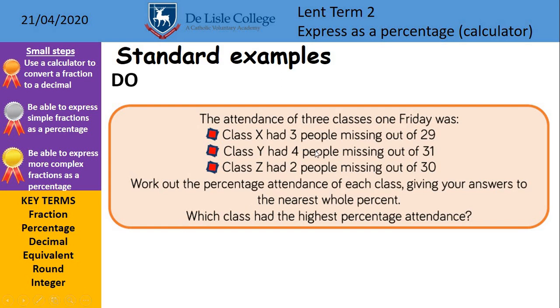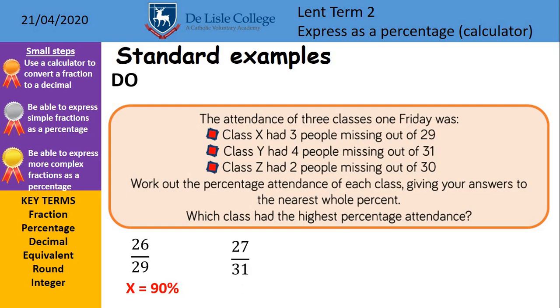So first of all then, we need to write out as a fraction the percentage attendance. So 3 people missing out of 29 would mean 26 were attending. So the attendance would be 26 out of 29. Type this into your calculator, multiply it by 100. So 26 out of 29, use your fraction key, times it by 100. So in my calculator, I get 89.655. The 6 after the decimal place tells me to round it to 90%.